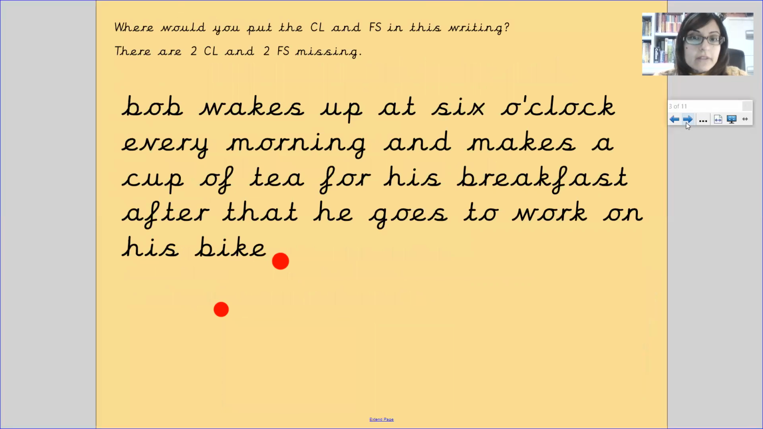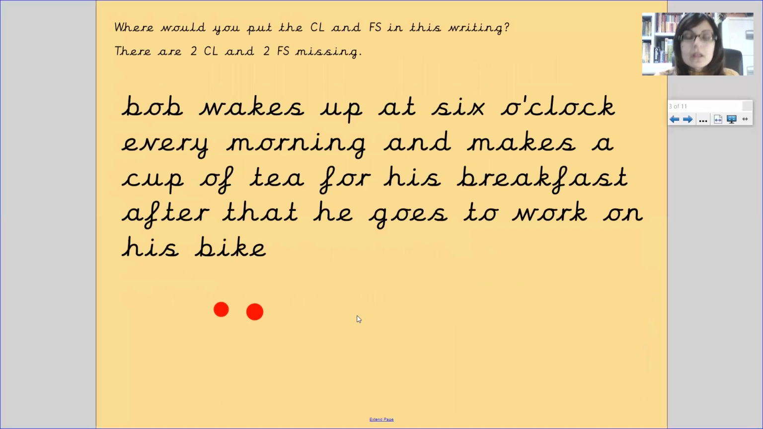Right, here is a passage. A passage is a paragraph with writing and it should contain sentences, but this one doesn't. There are two capital letters and full stops missing. So the capital letters we can write in later, but here are our two full stops that we're going to place in this piece of writing. So have you got your listening ears on?